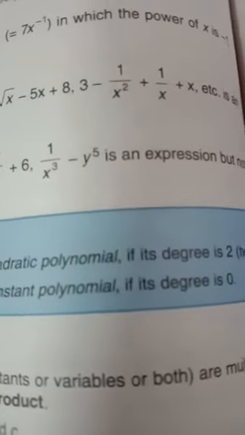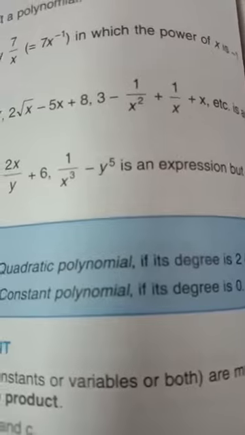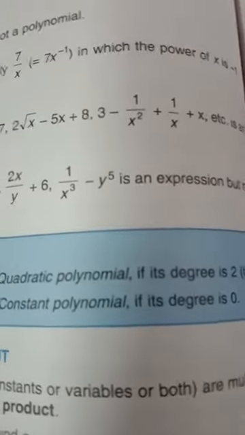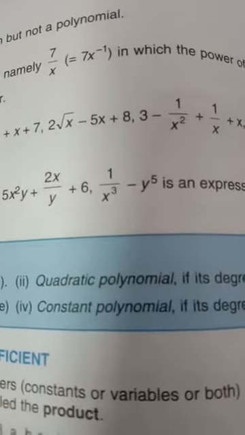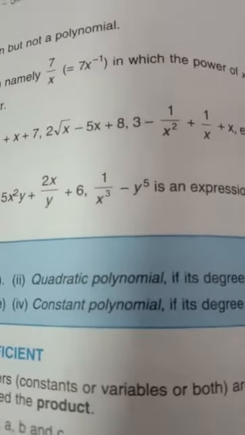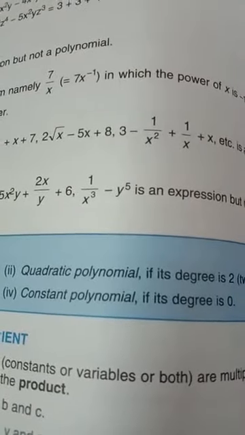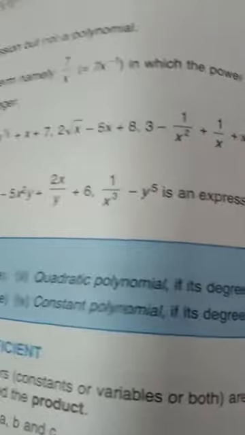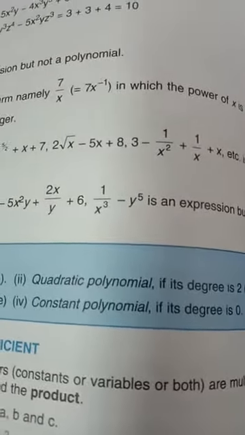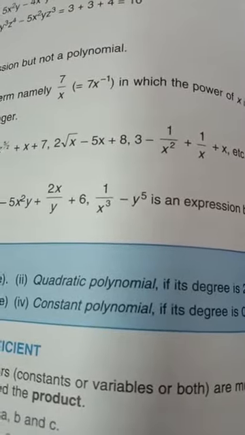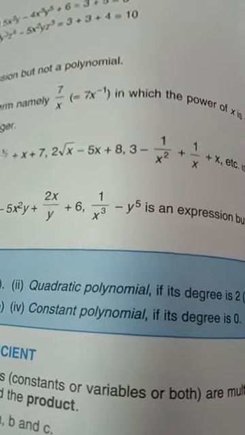What do you mean by degree? Degree is the highest power of the variable. Degree 0 means it does not contain a variable, so it is called a constant polynomial. Okay. Degree 0 means no variable, that means only a constant. So, constant polynomial. Degree is 1, then it is a linear polynomial. If the degree is 2, then it is a quadratic polynomial. Degree is 3, then cubic polynomial.